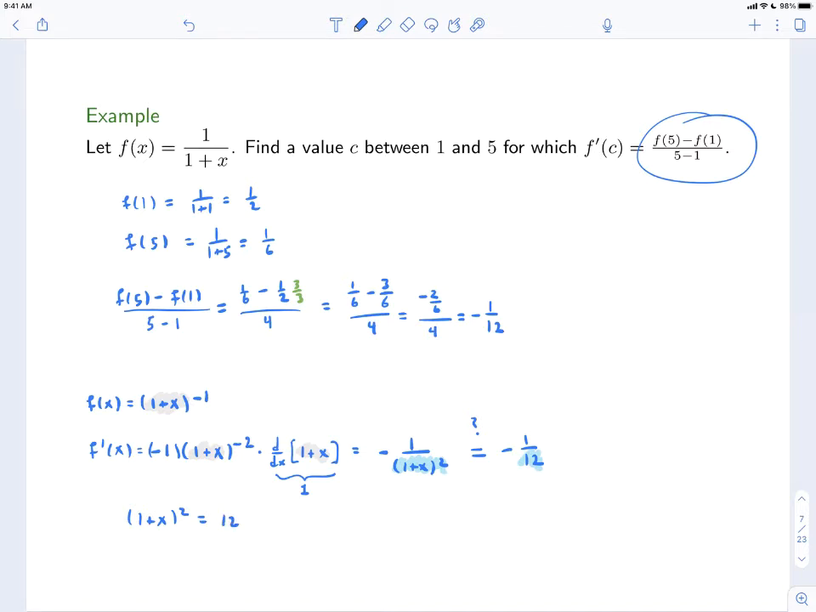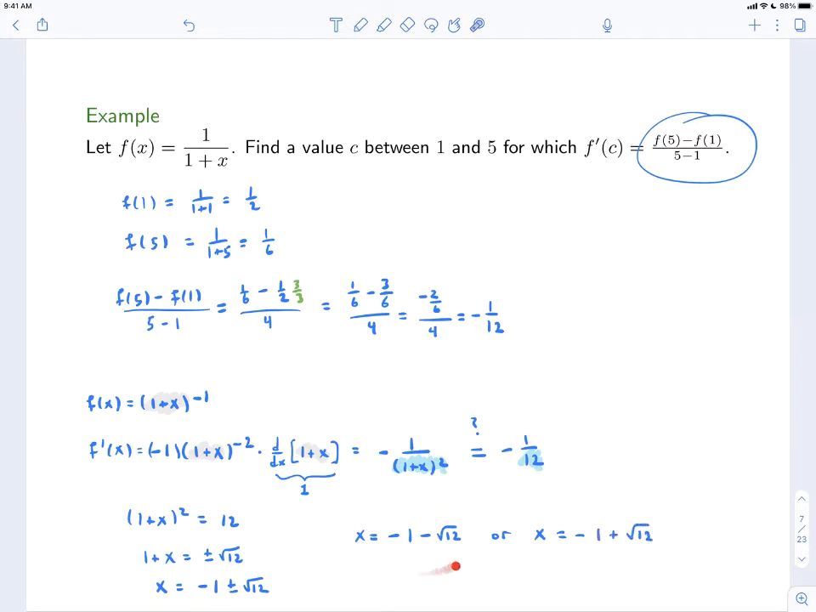You just compute the square root of both sides, and you'll have 1 plus x is equal to plus or minus the square root of 12, and so x is equal to minus 1 plus or minus the square root of 12. So we have that x is equal to either minus 1 minus the square root of 12, or x is equal to minus 1 plus the square root of 12.